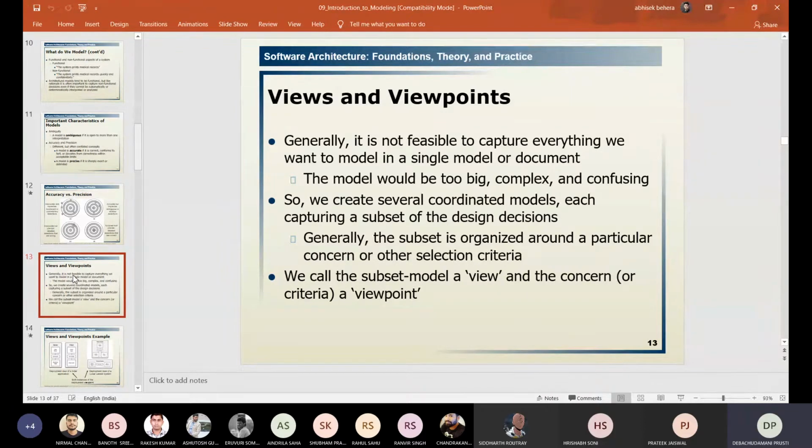So we call the subset model a view and the concern a viewpoint. The criteria you are selecting, that is the viewpoint, and the subset model that is organized around a particular concern, that is the view.